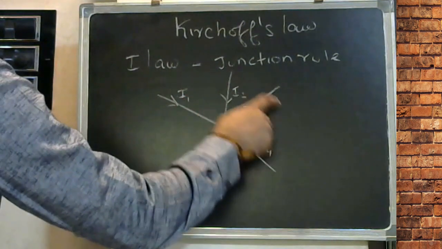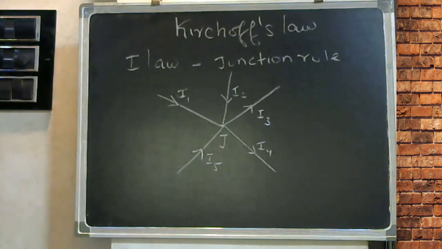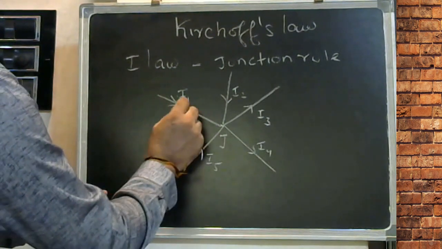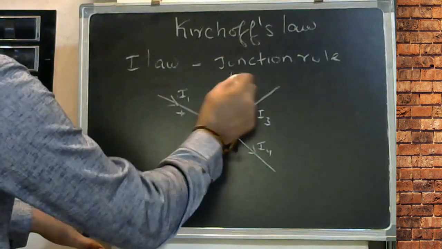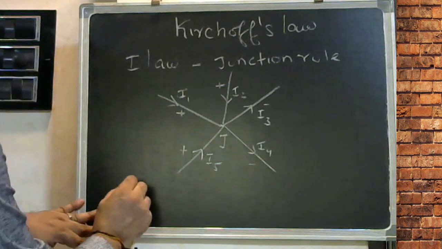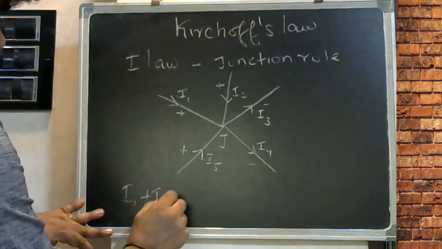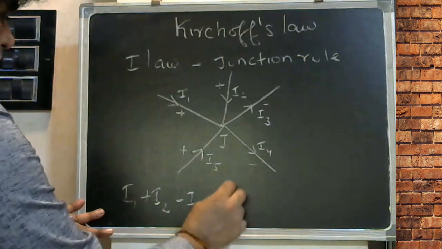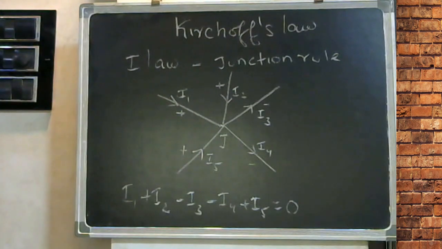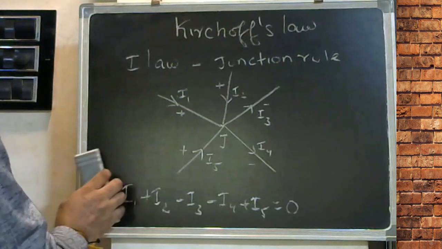So there's a sign convention for this, and it is very simple. Current coming towards the junction is taken as positive, and current moving away from the junction is taken as negative. This is coming towards, so positive. This is coming towards, positive. This is going away, negative. This is going away, negative. This is positive. So you write I1 positive plus I2 positive, I3 negative, I4 negative, and I5 positive, equal to 0. The total current in a junction is always 0. This is Kirchhoff's current junction rule, or Kirchhoff's current law.